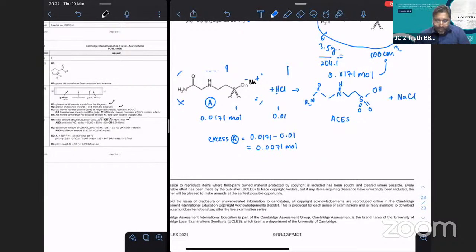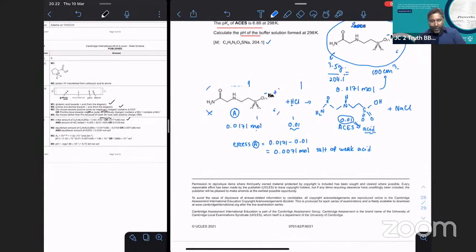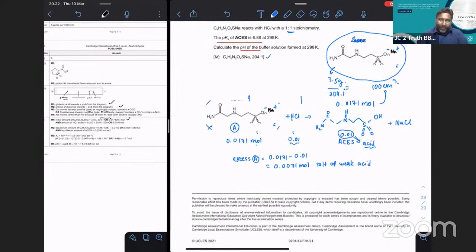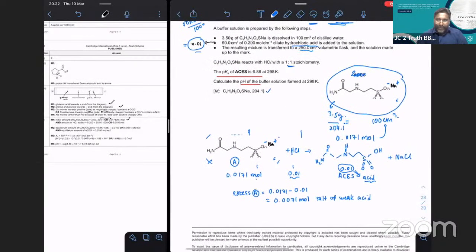But they are going to form 1 mole. So if HCl is the limiting reagent, they are going to form 0.01 mole of aces. Now, aces is actually the weak acid, and this is going to be the salt of the weak acid. Once I have all this, I put them in a 250 cm3 volumetric flask, and I'm going to add water.